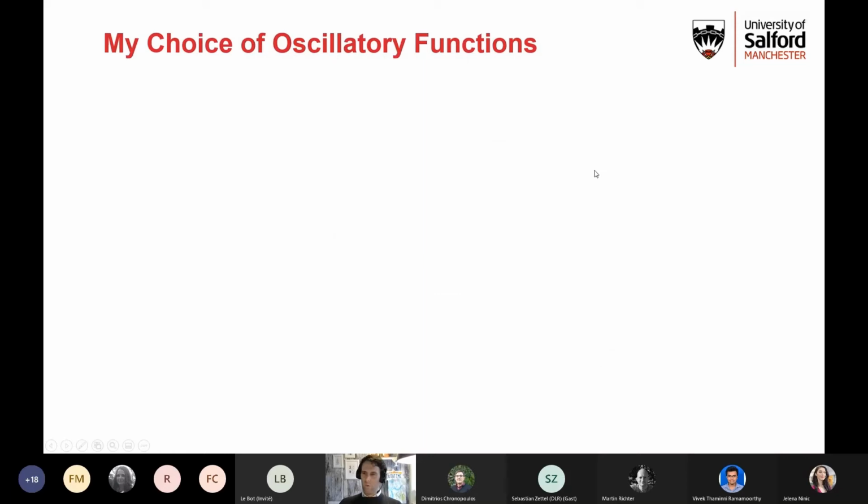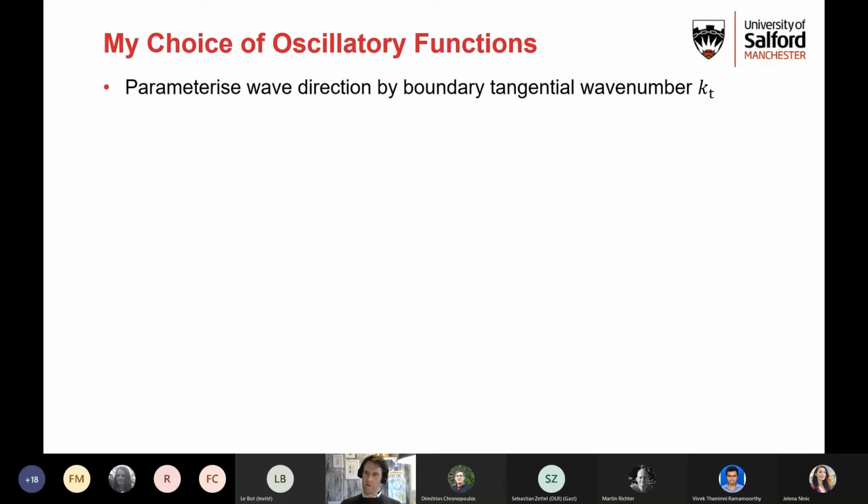So what's my choice of oscillatory functions? Well, I'm going to prioritize wave direction by a boundary tangential wave number, KT. And you'll see this sort of thing in DEA as well. So I've got my basis function, which is the product of my envelope function and my oscillatory function.